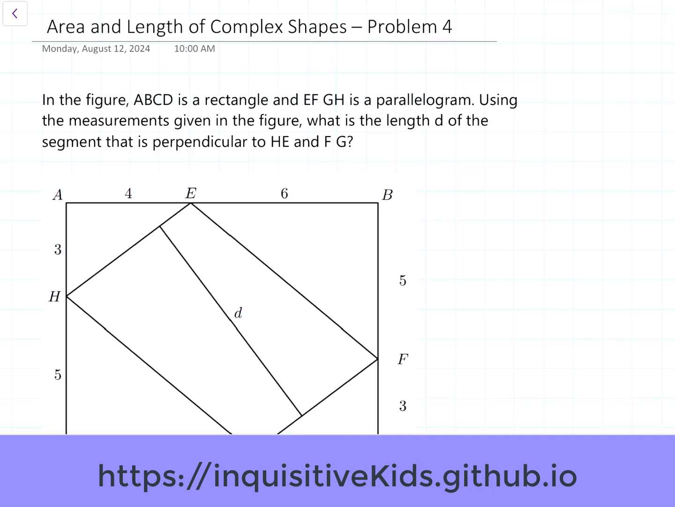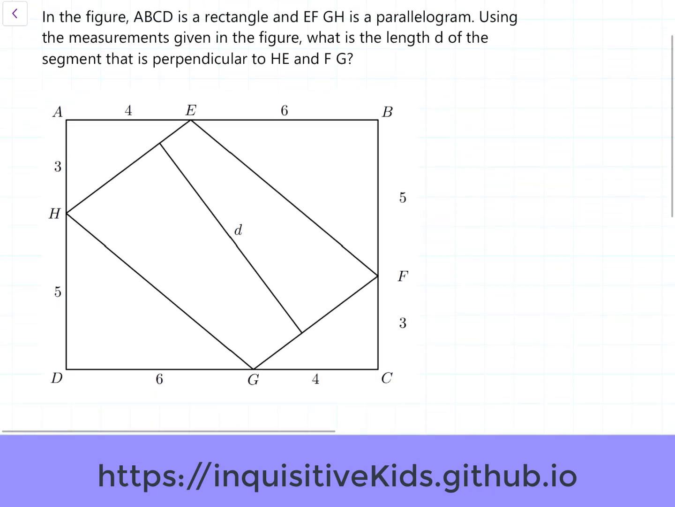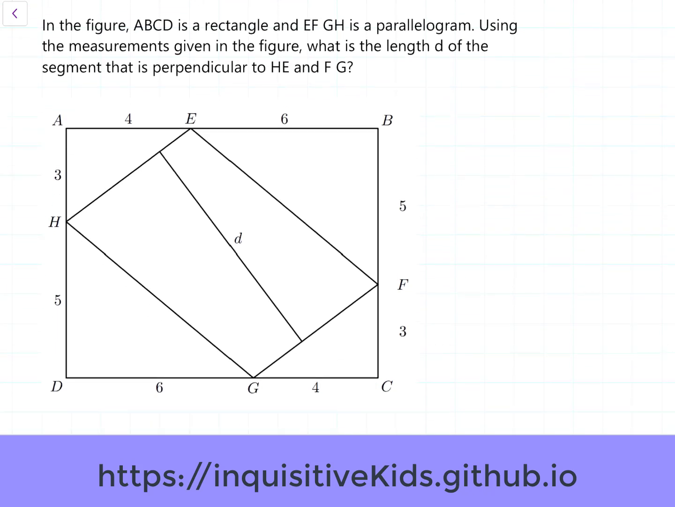Here is our last problem. In the figure, ABCD is a rectangle and EFGH is a parallelogram. Using the measurements given in the figure, what is the length D of the segment that is perpendicular to HE and FG? So here's the hint.